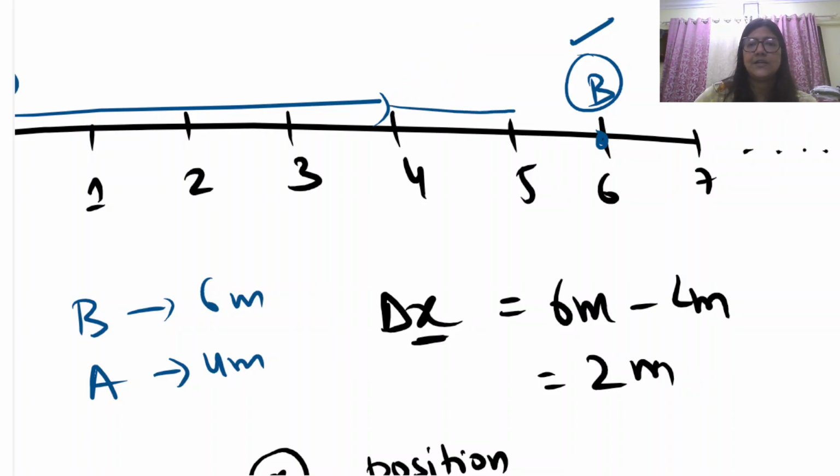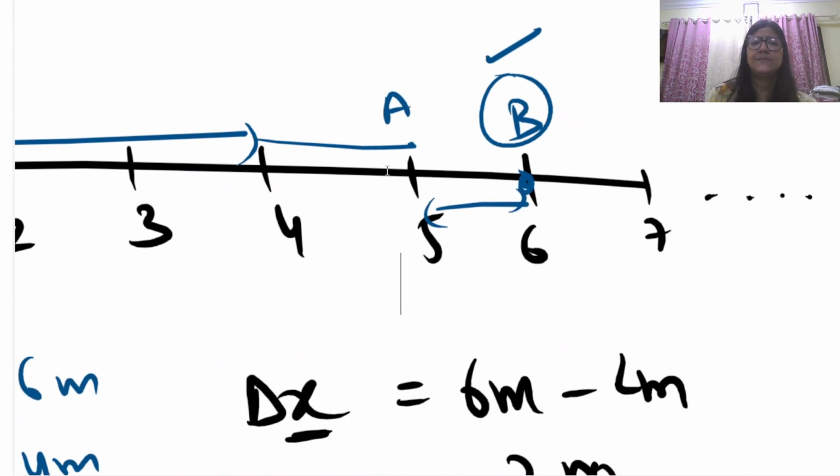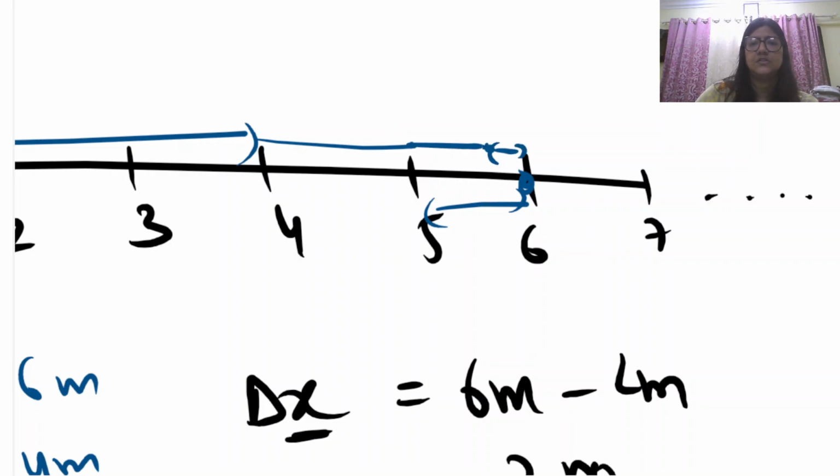Let's say we bring point A closer. Let's say 5 meter. The distance has changed. We went from 2 meters to 1 meter. Then we bring point A even closer. Let's say this is even closer. This distance BA even closer.